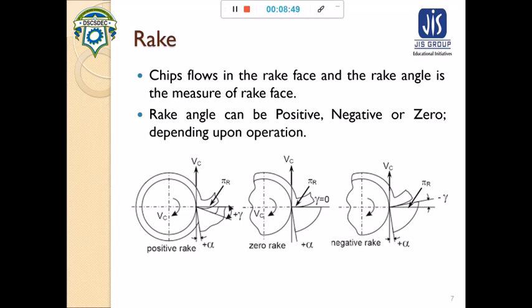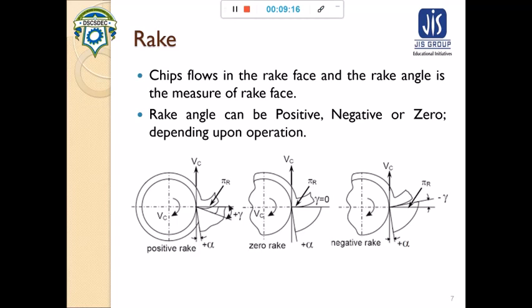We use a positive rake angle when chip formation is high. That means in the case of ductile material operation, when there is continuous chip formation at a high rate, we use a positive rake angle, so that the chip can flow out very easily.